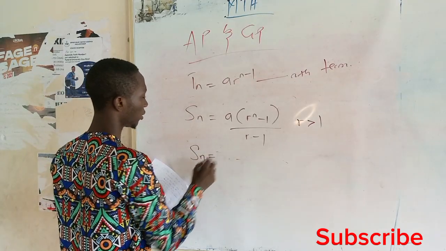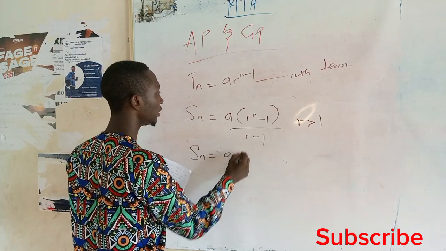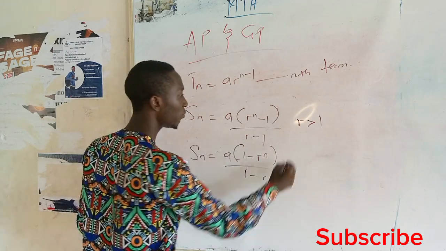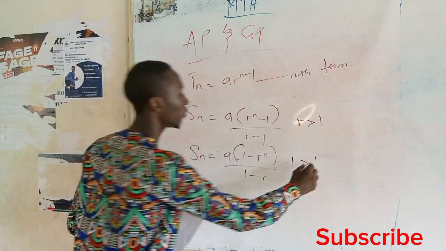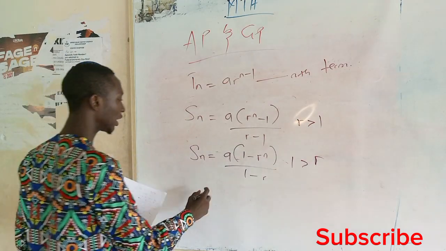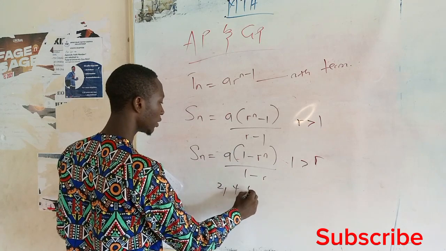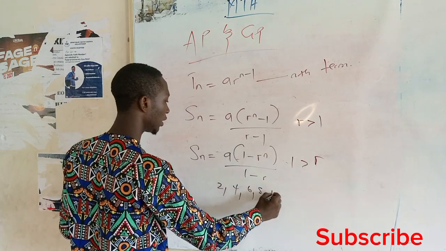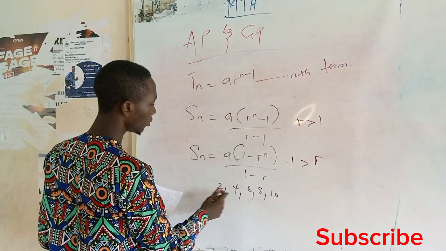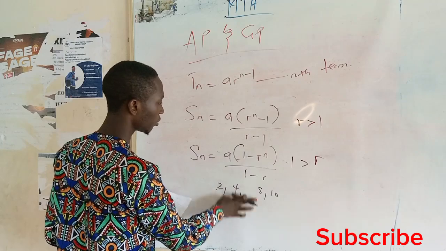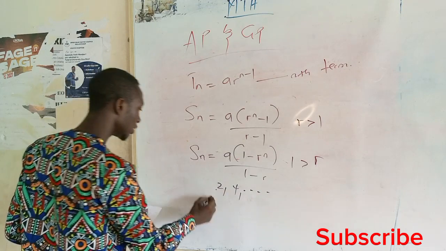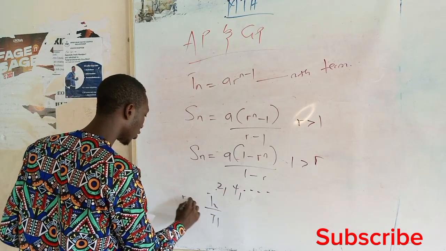Now, sum of terms of GP can also be this: a(1 minus r^n) over 1 minus r, if 1 is greater than r. So what does common ratio mean? Like for instance, if you have a sequence, let me just say we have 2 and 4, then the common ratio is just T2 over T1. That's how to find common ratio.